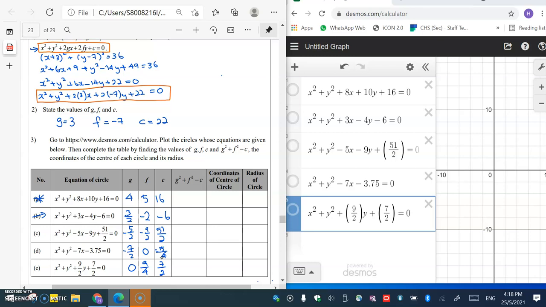I hope you have attempted the calculation. You should be able to get these values: 25, 49 over 4, 1, 16, as well as 25 over 16. Now, bearing in mind these values, let's go to decimals and see how each of these circles look like.